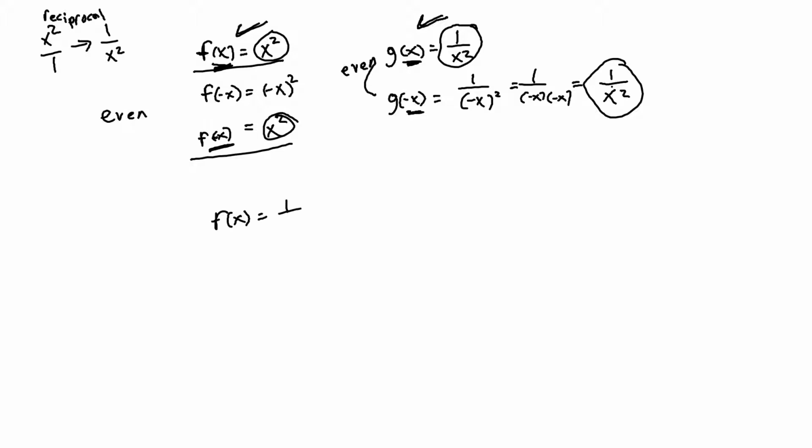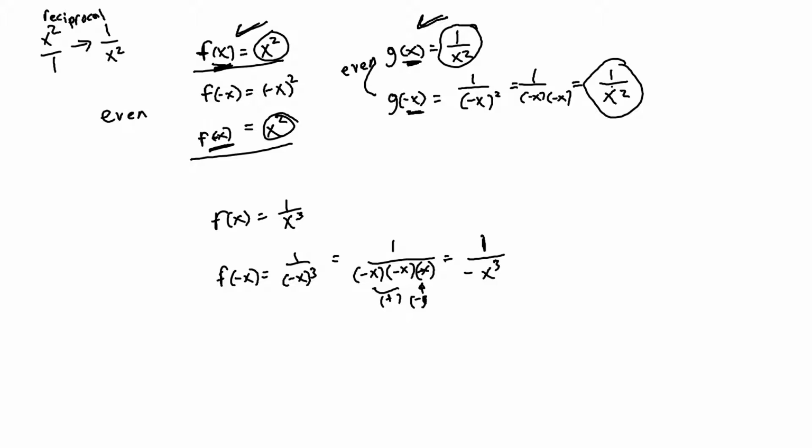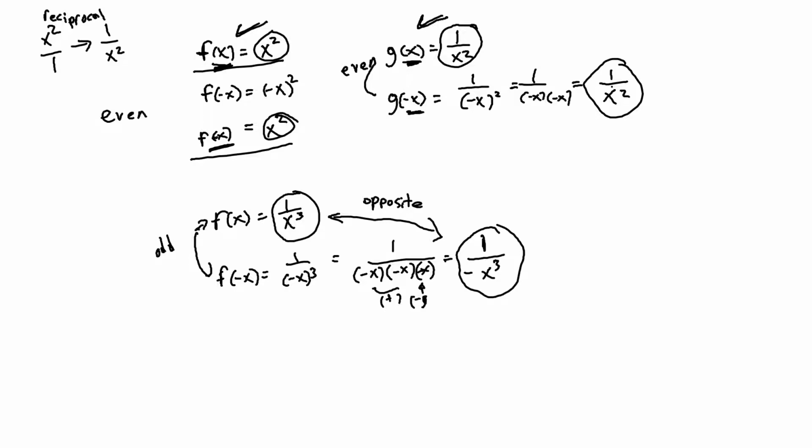So if we have 1 over x cubed, this is the same as f of negative x, which would be 1 over negative x times negative x times negative x. A negative times a negative is a positive, and multiply that times this negative means that our answer here is going to be negative in the denominator. So when we compare what we started with to what we end up with, clearly these are opposites of each other. So what does that say about the function f? Like we said before, f has to be an odd function. So this happens when we're dealing with an odd function.